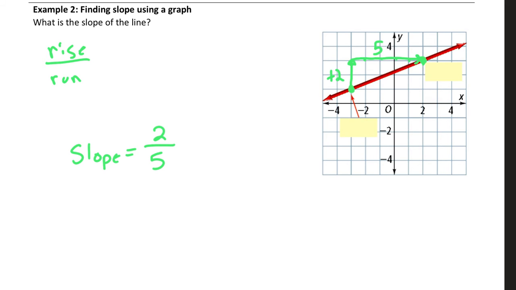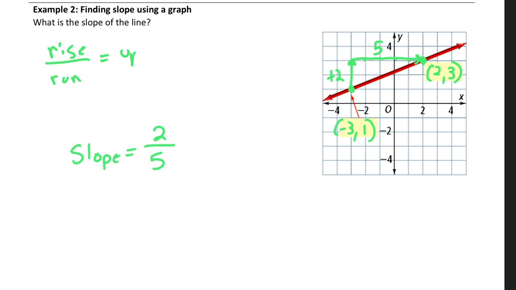So that would be my slope. It is positive 2 over 5. If you really want, this point is negative 3, positive 1. The other point is 2, positive 3. So that's how I get my rise over run. I go to the right, I go up 2, right 5.